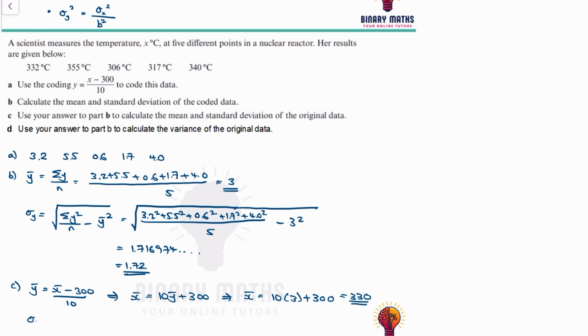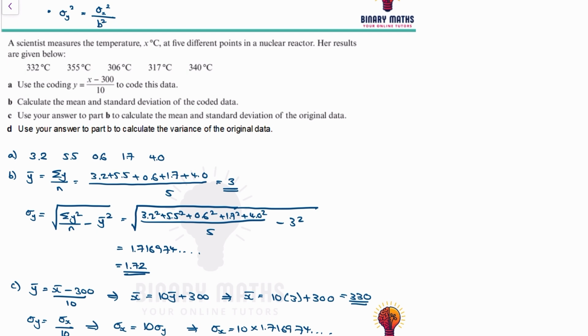Again, sigma of y, the standard deviation of y, is equal to, because it's only affected by dividing, the standard deviation of x divided by 10, which means that the standard deviation of the original data, which is x, will be equal to 10 times the standard deviation of the coded data, which is 10 times sigma y, which implies you get sigma x is equal to 10 times 1.716974. So I'm using the non-rounded version, which is equal to 1.